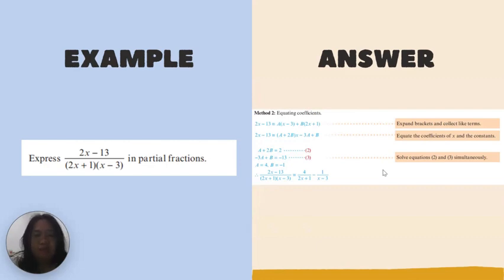As you can see, A + 2B is the part of x, so we compare it with the result 2x − 13, where the coefficient of x is 2, so A + 2B = 2, and we got the first equation. Then the next equation, which is −3A + B, has no x, so we set it equal to −13. Then solve it just like a normal equation, and you can get A and also B.